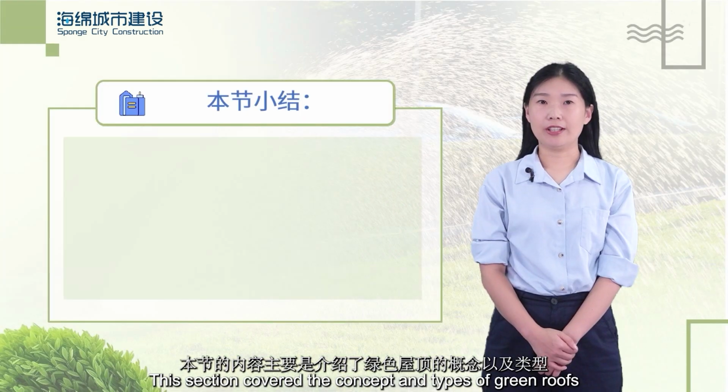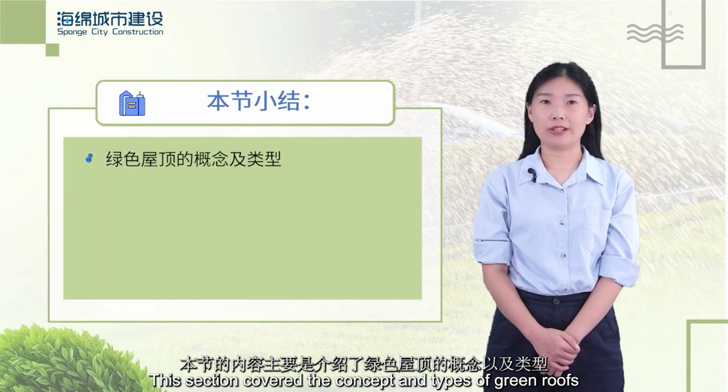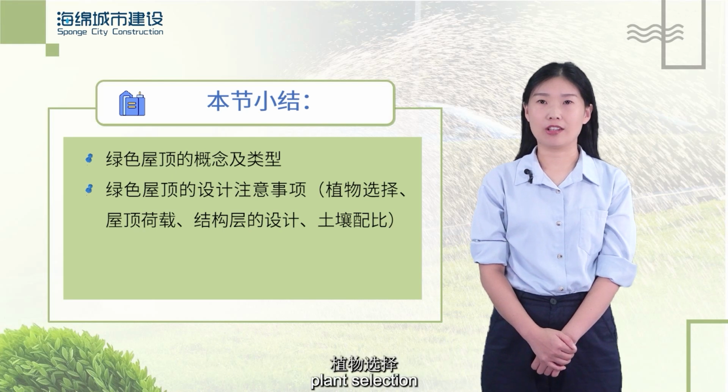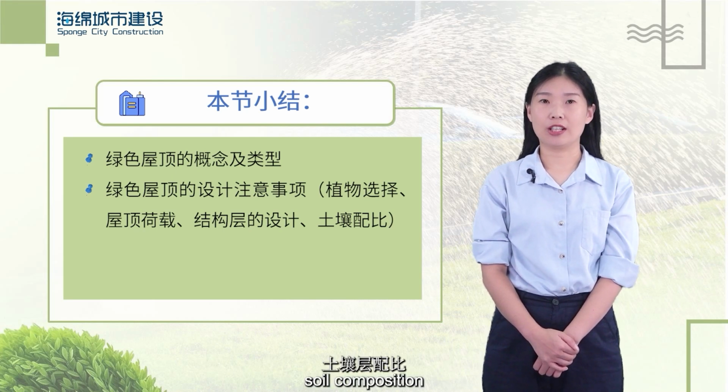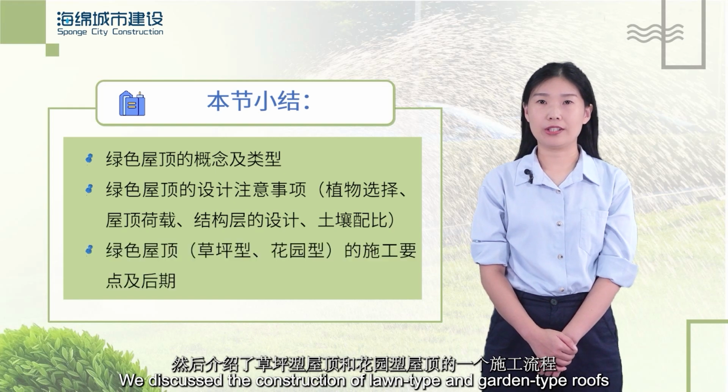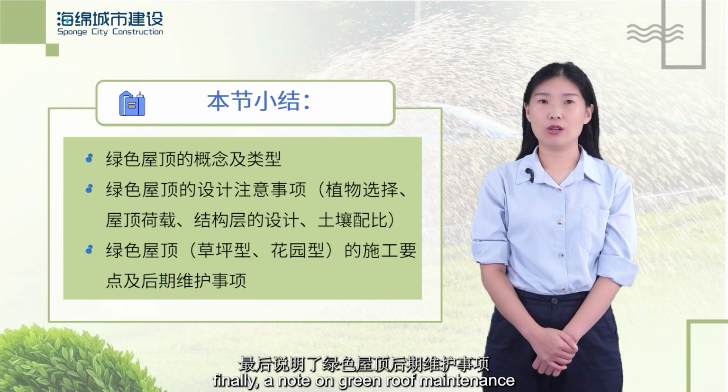This section covered the concept and types of green roofs, design considerations like roof load, plant selection, soil composition, and structural layers. We discussed the construction of lawn-type and garden-type roofs. Finally, a note on green roof maintenance.